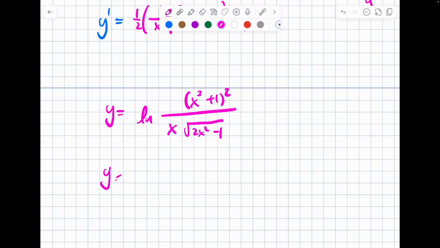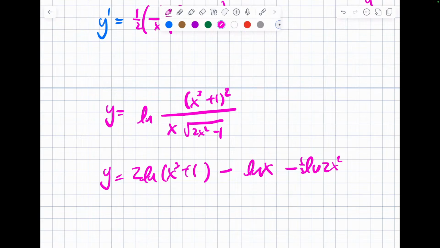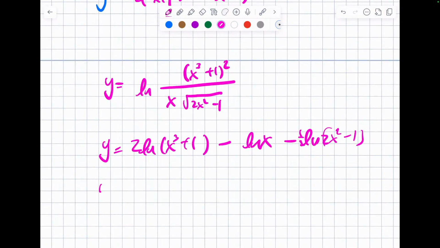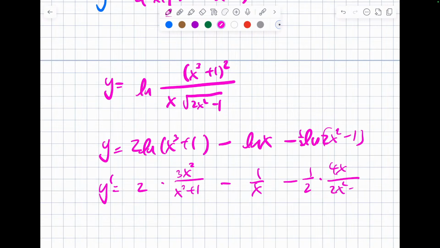All right. So y equals natural log of x cubed plus 1, minus natural log of x minus 1/2 of natural log of 2x squared minus 1. And then I only did the algebra. Aiden, are you following me? Now I'm going to take a derivative. So it'll be 2 times 3x squared over x cubed plus 1, minus 1 over x minus 1/2 times 4x over 2x squared minus 1.